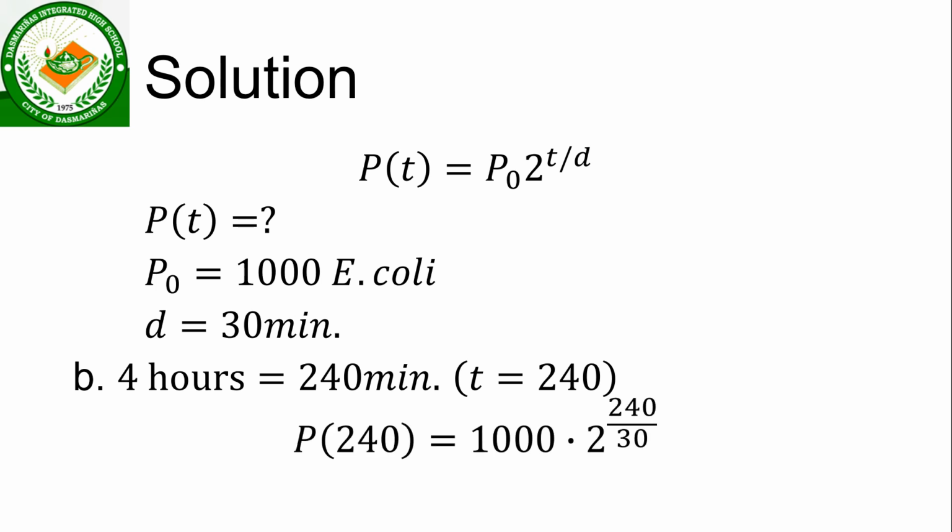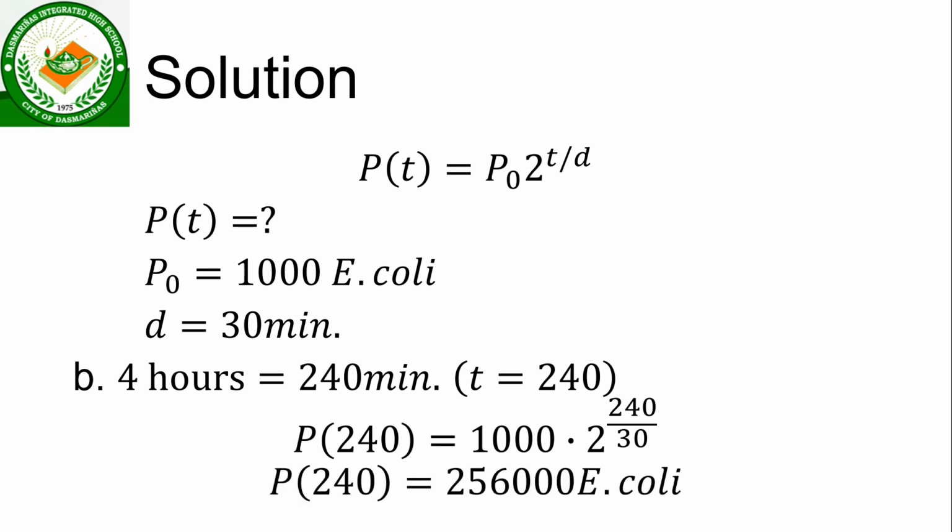Now, we have here P sub 0 still 1,000. The value of P sub 0 is 1,000 as well as d, which is 30. The only difference between the first and this one is the t or the time. Now we have here P of 240. We just replace t by 240. And then by computing this, you can pause if you want to solve before I reveal the answer. Okay, so the answer here, if you input this on your calculator, is P of 240, or population at 4 hours, is 256,000 E. coli.